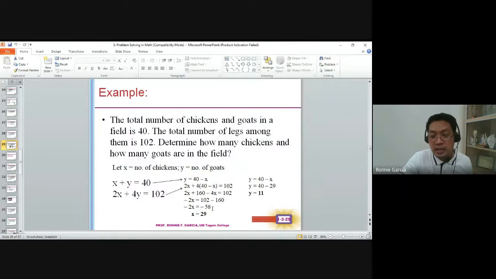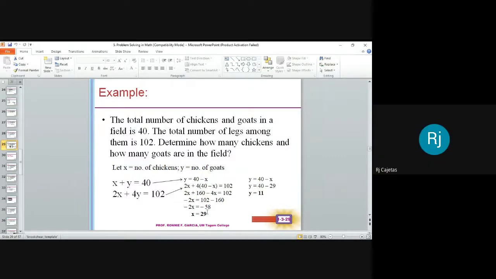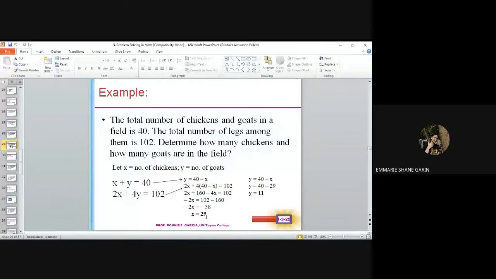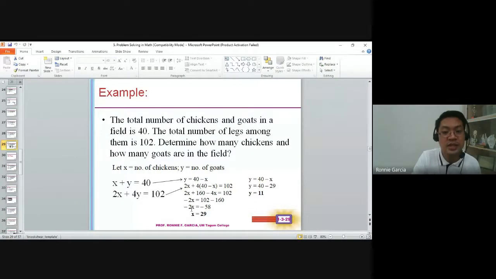So what is negative 58 divided by negative 2? Positive 29. Kaya negative divided by negative is positive. So ang x mo is number of chicken. So 29. So kung 29 ka buok chicken, atwa karong i-minus, 40 man sila. 40 minus 29 is 11. Therefore, there are 11, o saning y, goats.